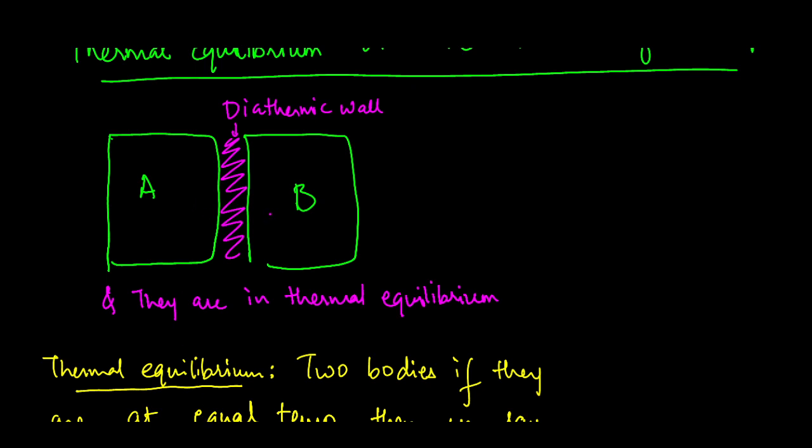So if A and B are separated by a diathermic wall and they are in thermal equilibrium, obviously if you leave them like that for a long time with a diathermic wall, equilibrium માં આવી જશે. Okay, so their temperatures are now equal, right?